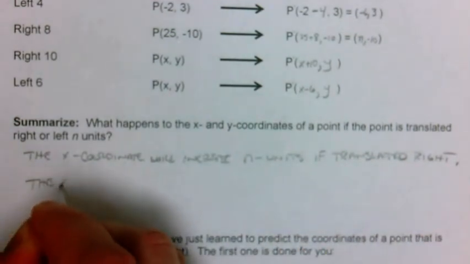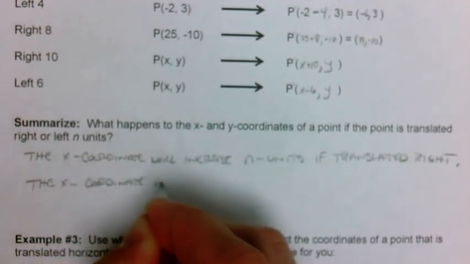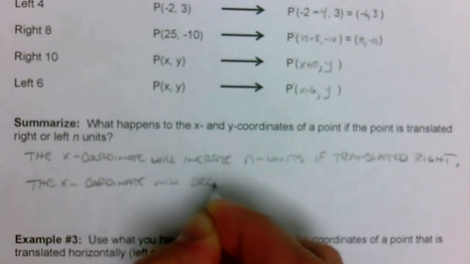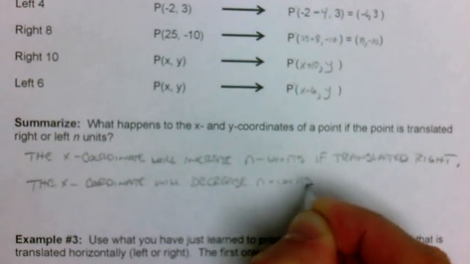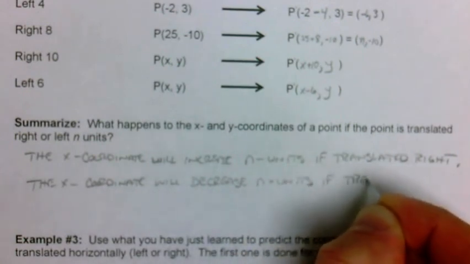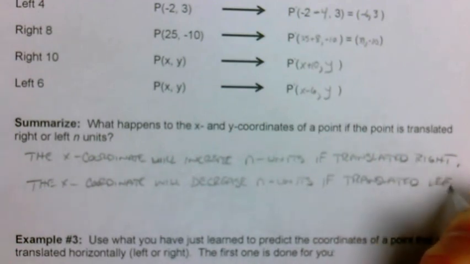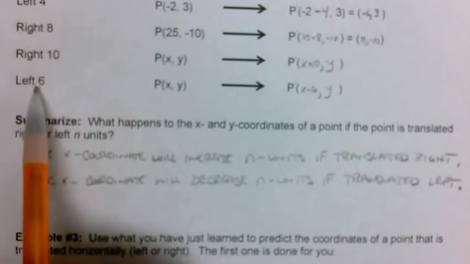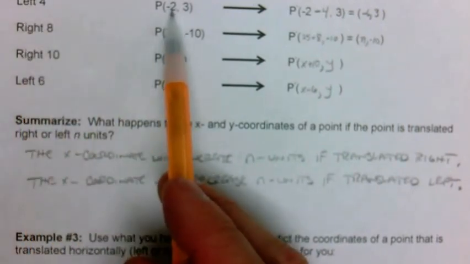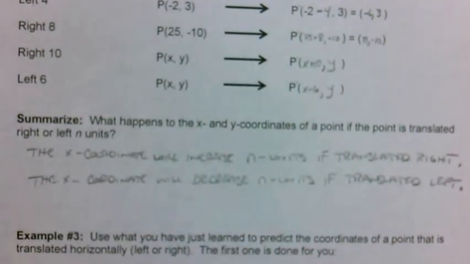The x-coordinate will decrease n units if the point is translated to the left. When we moved a point to the left a certain number of units, we took the previous x and subtracted from it. So moving left, you're going to decrease the x-coordinate by n units.